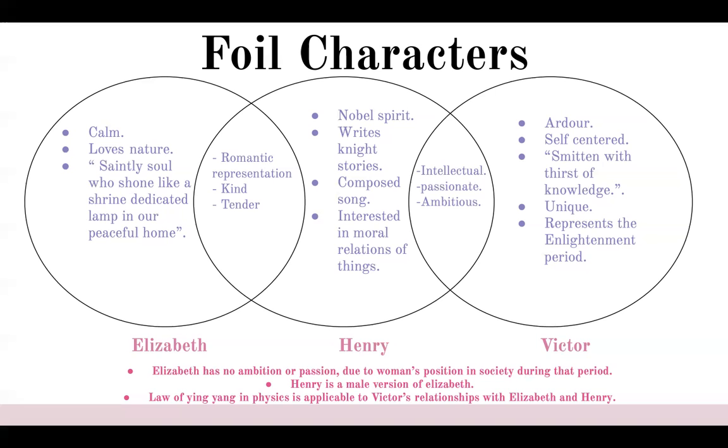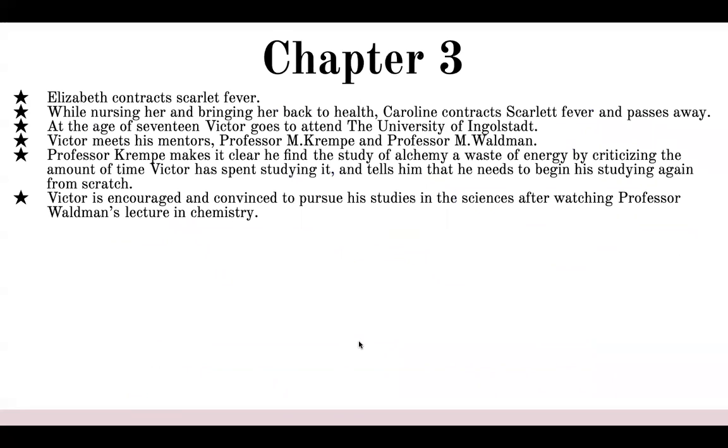Now, as we know, Victor is able to have such close relationships with Elizabeth and Henry because they are such selfless characters, whereas Victor is such a selfish character. So let us proceed. So now chapter 3. What happens in chapter 3?